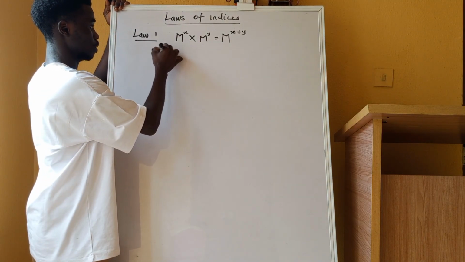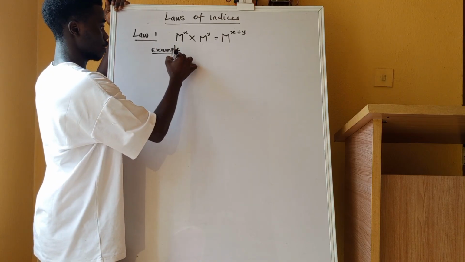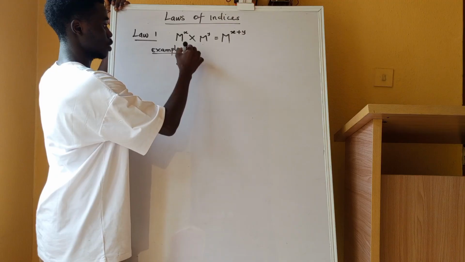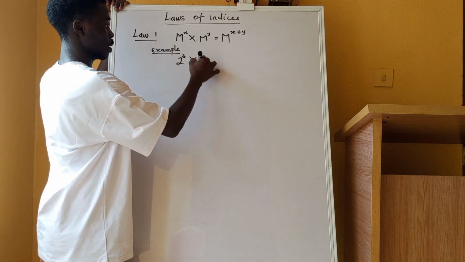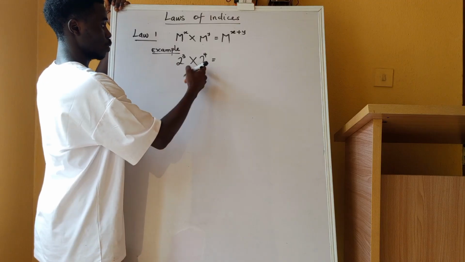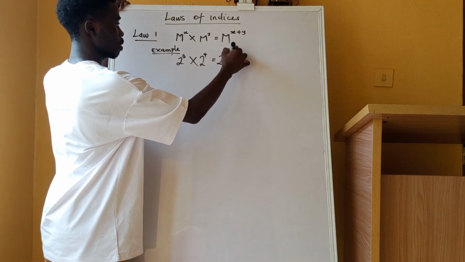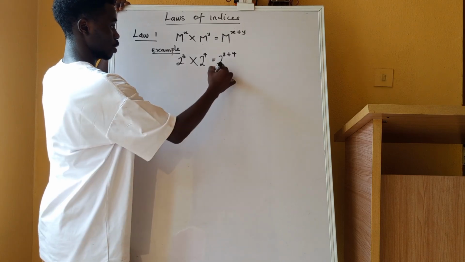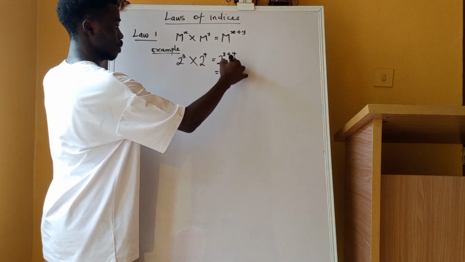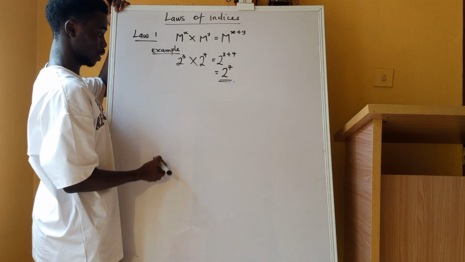So let's see an example. Let's have 2 to the power of 3 multiplied by 2 to the power of 4. So this is going to be, pick one of the 2, and add the powers, 3 plus 4. So this is equal to 2 to the power of 3 plus 4, which is 2 to the power of 7. So that's law number one.